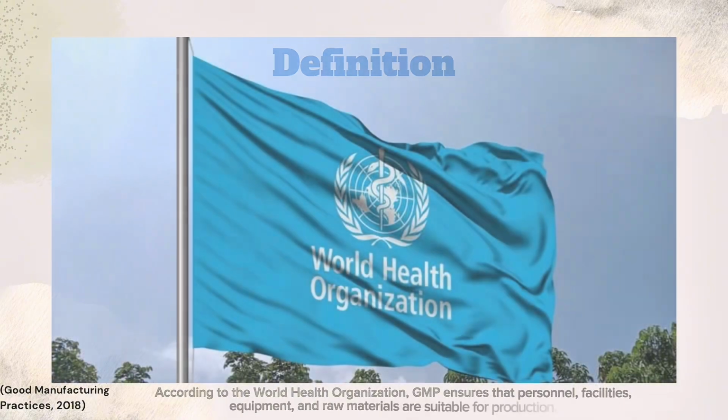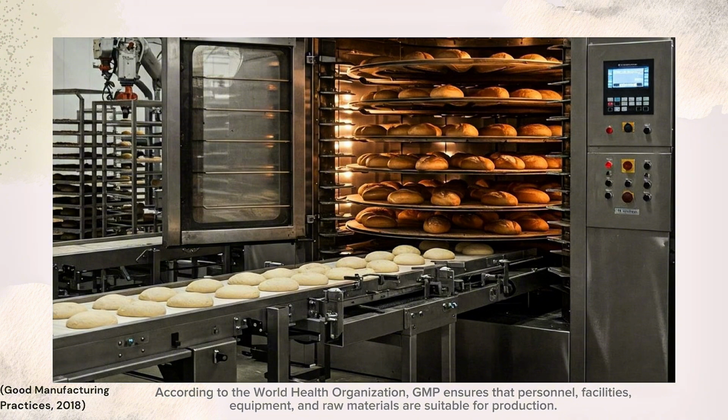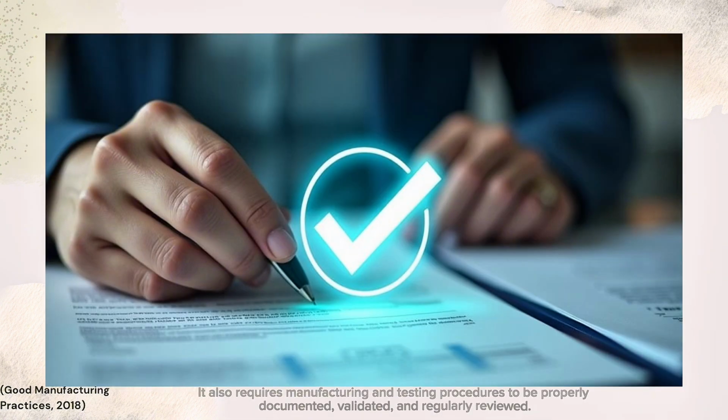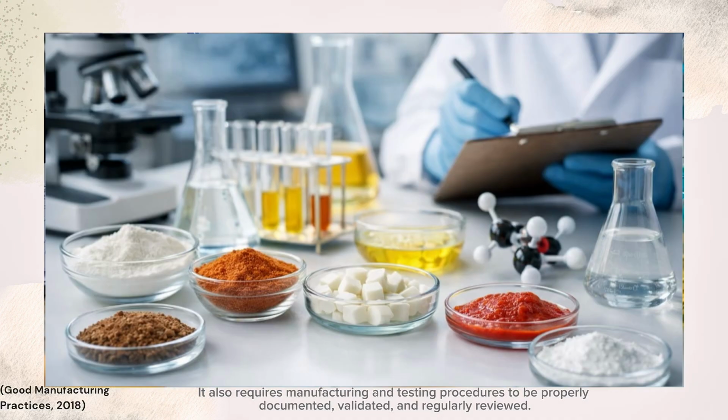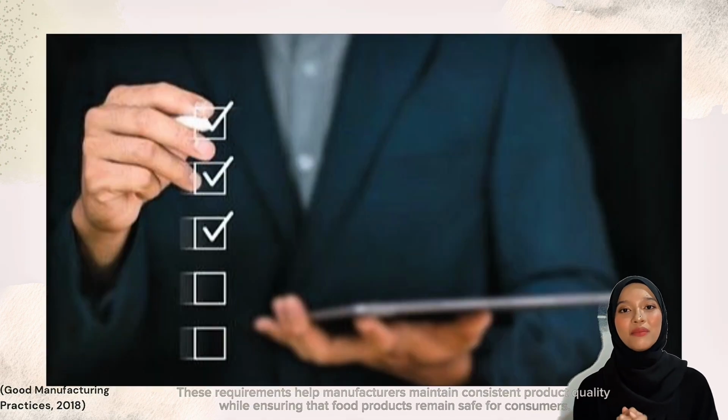And according to the World Health Organization, GMP ensures that personnel, facilities, equipment, and raw materials are suitable for production. It also requires manufacturing and testing procedures to be properly documented, validated, and regularly reviewed. These requirements help manufacturers maintain consistent product quality while ensuring that food products remain safe for consumers.